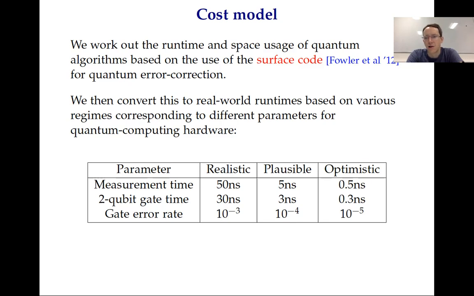And we also need to know how long each 2-qubit gate takes. This is a sort of elementary logical operation in the quantum computer, and we need to calculate how long this takes. We also need to make some assumption about what the error rate is of these gates, because that goes into the overheads of the fault tolerance scheme. Okay, so these are all of the assumptions on this slide. Realistic is not far off what we have in experiments that are in the lab today. Plausible is one order of magnitude better, and optimistic is another order of magnitude better still.